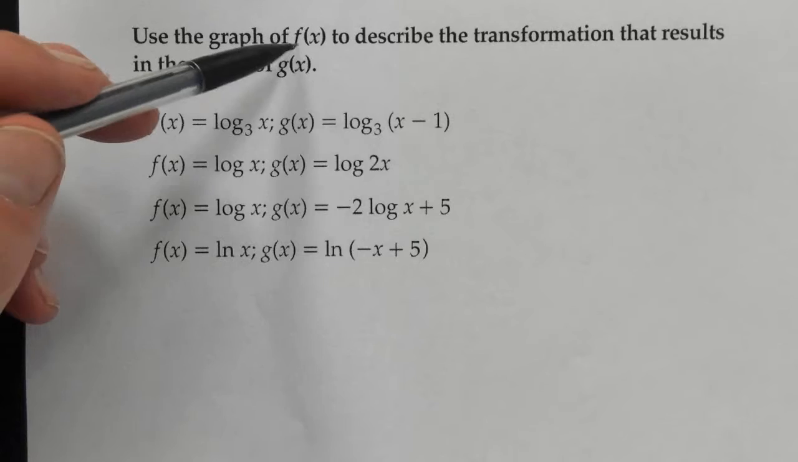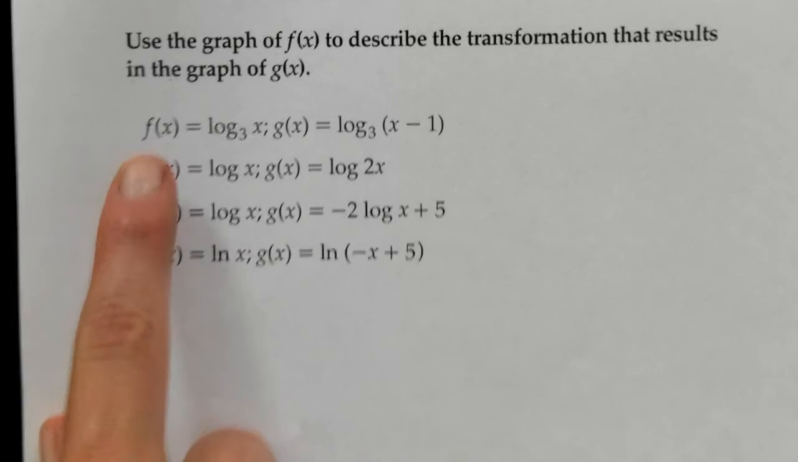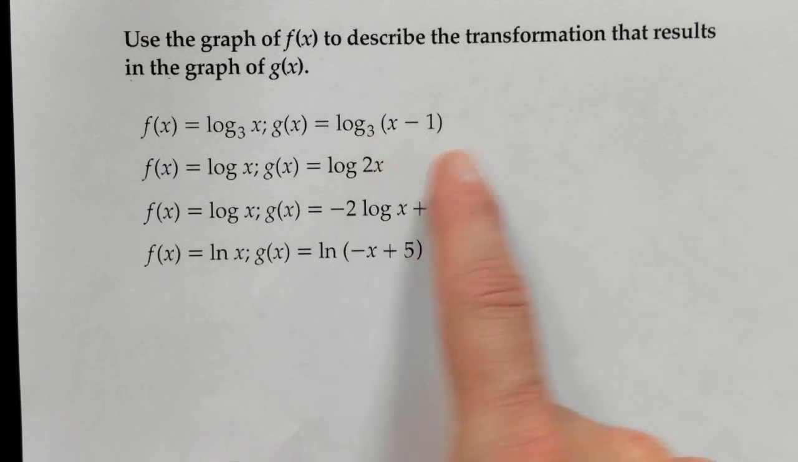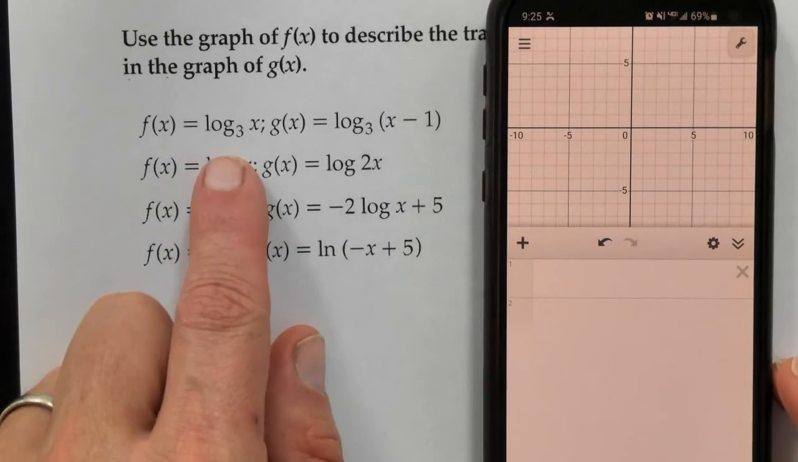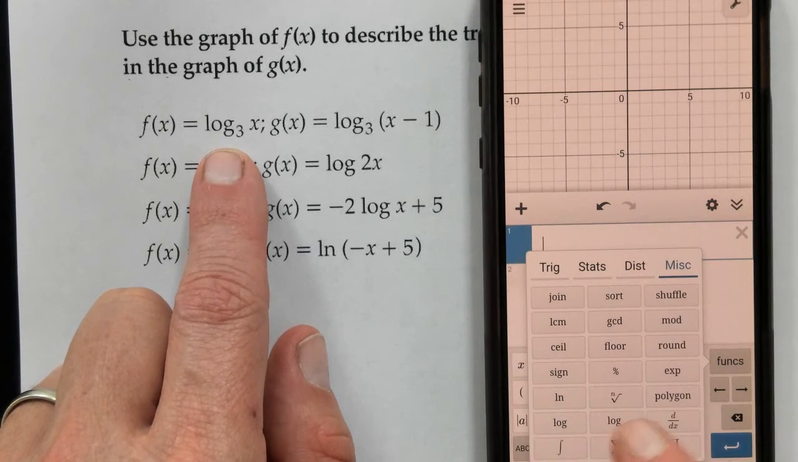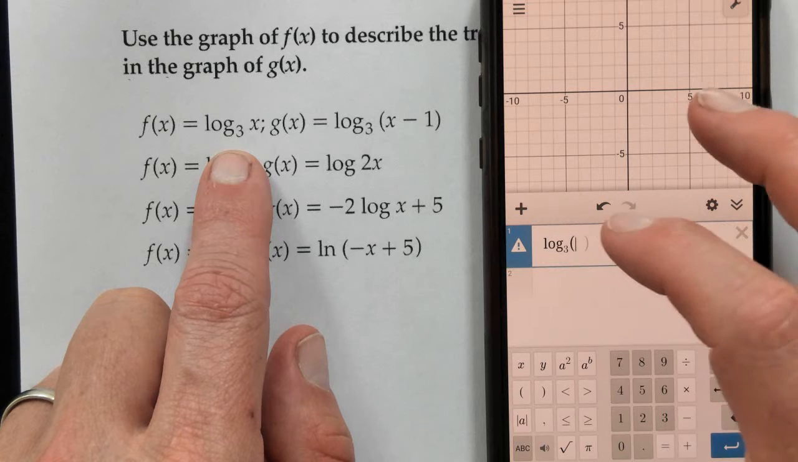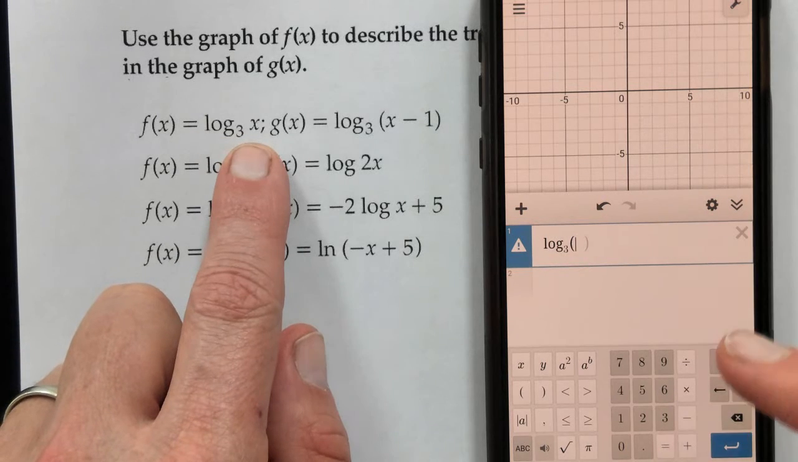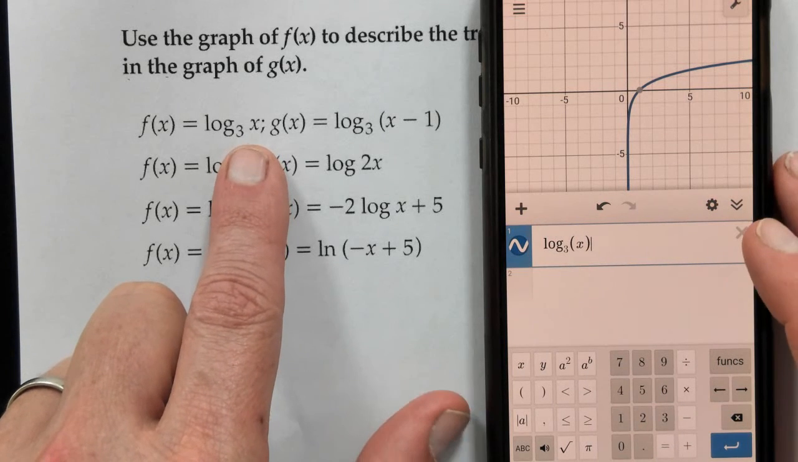So I want to use the graph of f of x to describe the transformation that results in the graph of g of x. So starting with f of x, changing the equation to g of x, what's the transformation that has occurred? That's what we're going to be looking at next. Again, we'll graph that first function here. Go to functions, miscellaneous, log with the base is what we want here. And so log base 3 of x. And so we have our graph here.